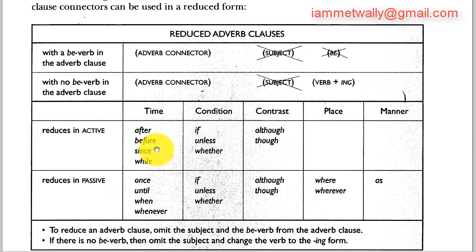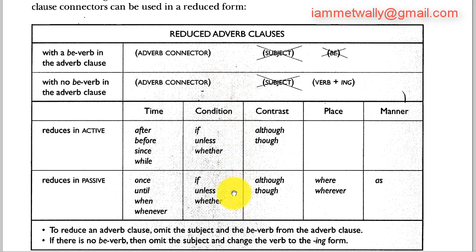Both of them can be reduced in active and in passive. The problem is in time, so you have to take care what can be reduced in active and what can be reduced in passive tense. To reduce an adverb clause, omit the subject and the be verb from the adverb clause. If the sentence has no be verb, you have to omit the subject and change the verb into be form, as we said here before.